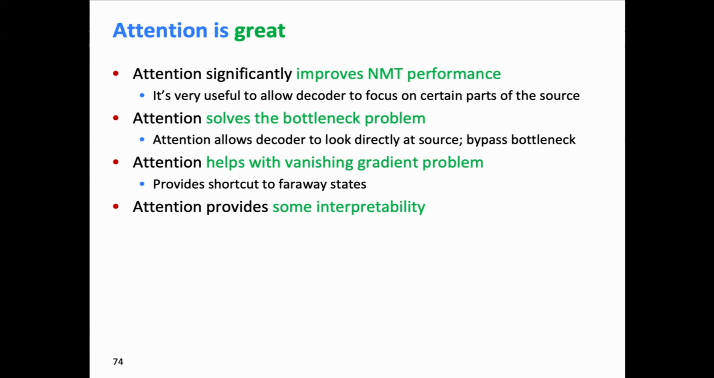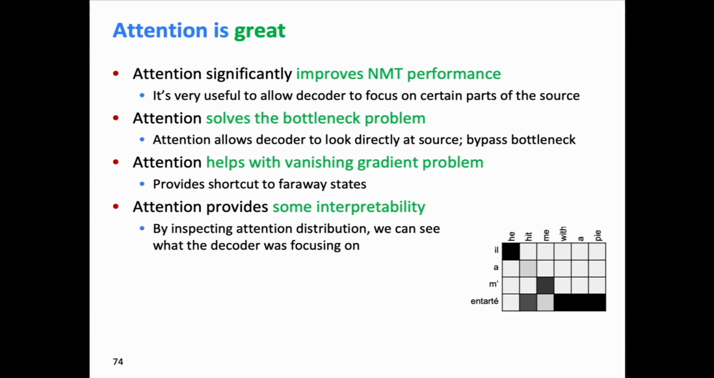Another great thing about attention is it provides some interpretability. If you look at the attention distribution after you've produced your translation, you can see what the decoder was focusing on at each step. So for example, if we run our system and we translate our running example here, we can produce a plot kind of like this that shows the attention distribution. So here, dark means high attention, and white means low attention. So you might see something like this, where it was focusing on the different words in different steps.